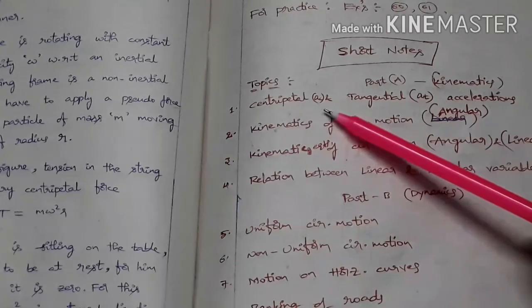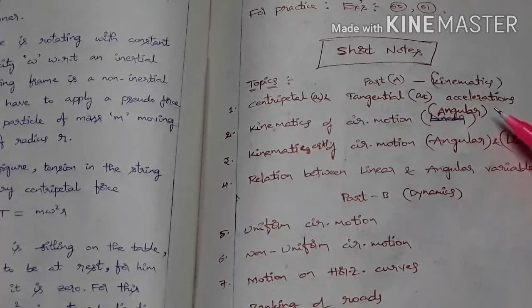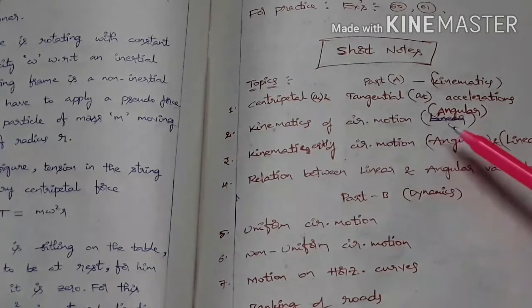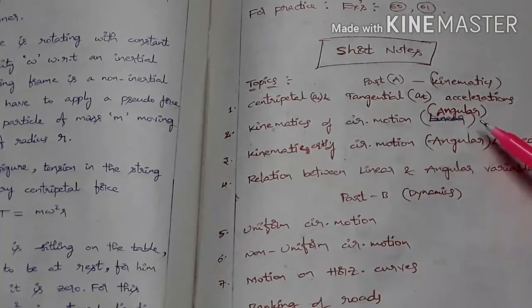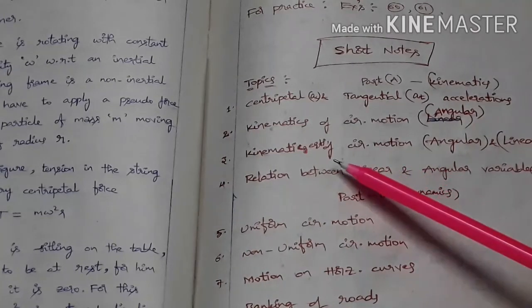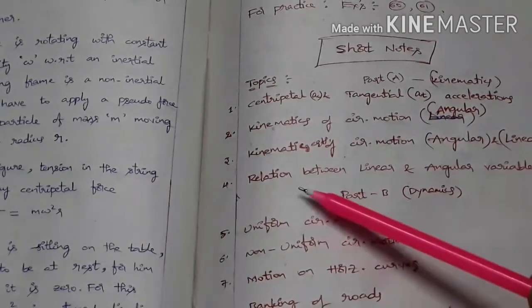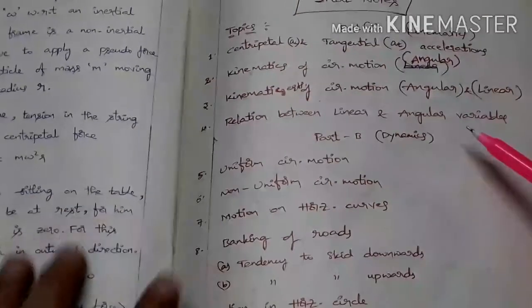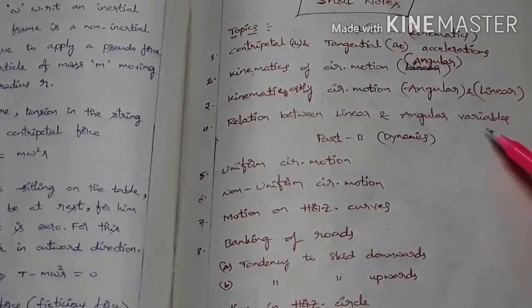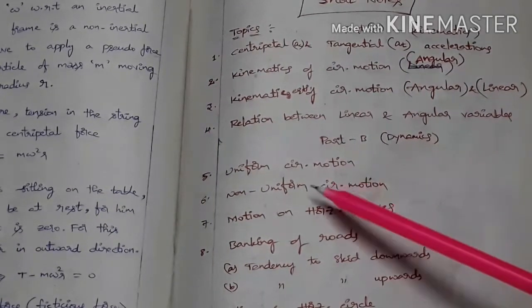Number one, centripetal acceleration and tangential acceleration. Number two, kinematics of circular motion, angular version. Number three, kinematic equations of circular motion, angular as well as linear versions. Next one, relation between linear and angular variables, that is kinematic variables. Next one, part B, dynamics.